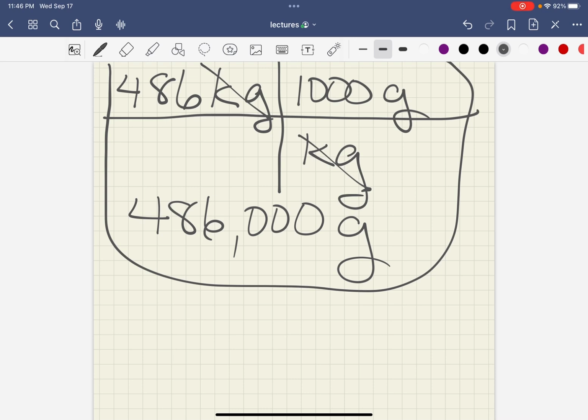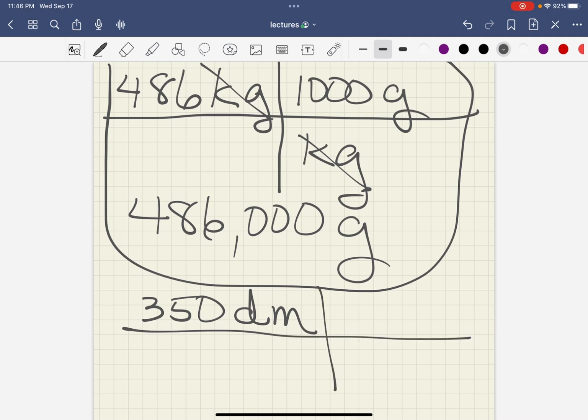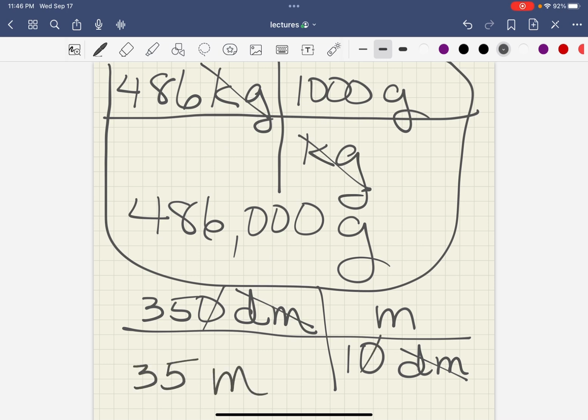Okay, then the next one says to convert 350 decimeters to meters. So there's 10 decimeters in one meter. So we want decimeters to cancel. We have to have it down here. And the conversion is 10 decimeters per meter. So the decimeters will cancel. And this is 350 divided by 10. And 350 divided by 10, the 0 will just cancel, so you're left with 35 meters.